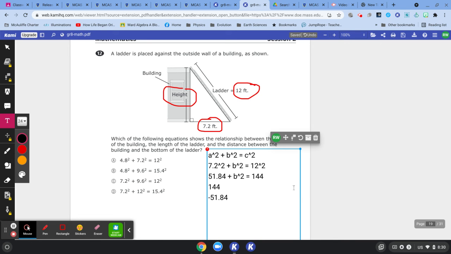Okay, forgive me, I'm a little new to using Camtasia, but here we go. 144, we're going to need to make that 144.00, and then we do the subtraction. I'm going to have to borrow. I'm going to use the draw tool for this.